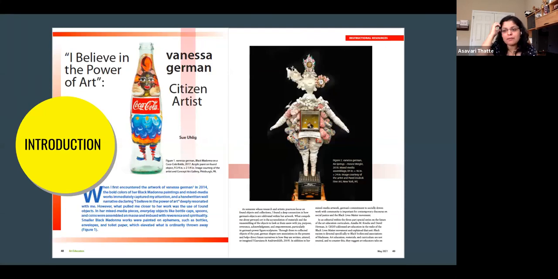Ami so eloquently talked about the introduction and how you need a hook to pull the reader into your story. I thought it'd be great to give you an example of what that looks like. In this IR on artist Vanessa German, the author Sue Ulick starts by saying, "When I first encountered the artwork of Vanessa German in 2014, the bold colors of the Black Madonna paintings and mixed media works immediately captured my attention, and a handwritten wall narrative declaring, 'I believe in the power of art,' deeply resonated with me." And that is so striking.